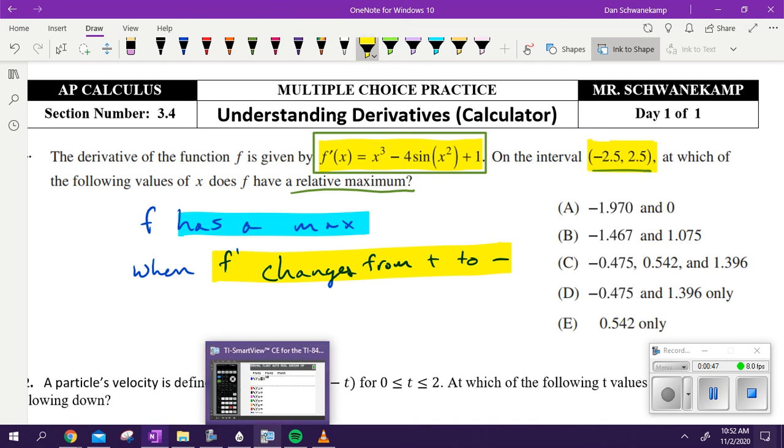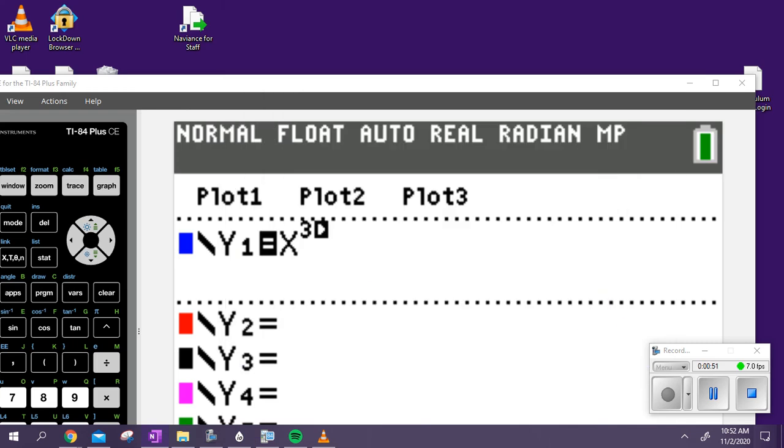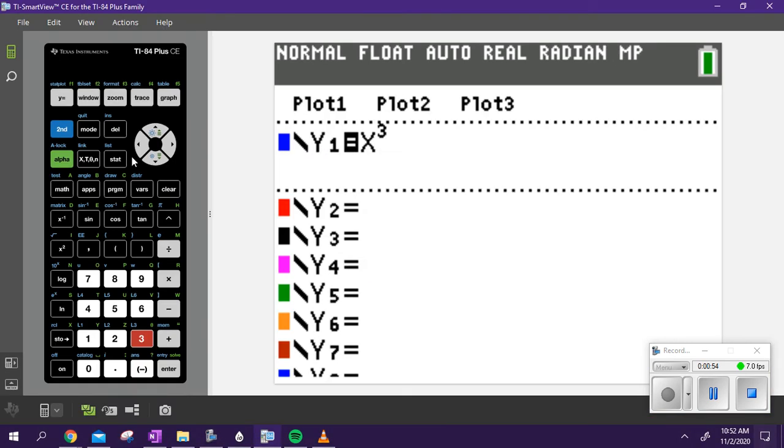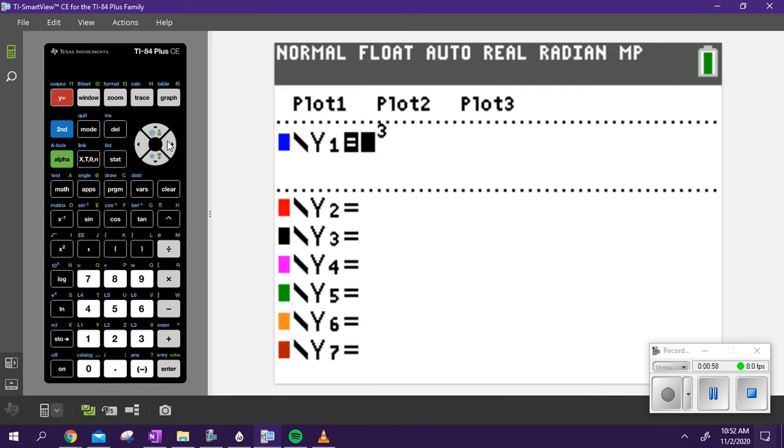So we're typing this into our calculator. First thing we check to make sure our calculator's in radians. So we hit the mode button, make sure we're in radians. If we're in radians, we're good. Now we're typing it in. So it says x cubed minus 4 sine x squared. Oh my gosh, fat fingers today, apparently. Sine x squared, close the parentheses, plus 1. We type that whole thing in.